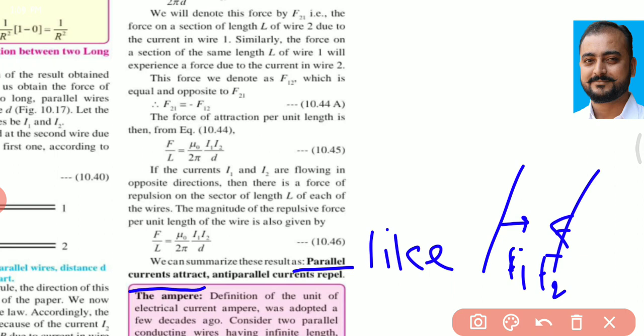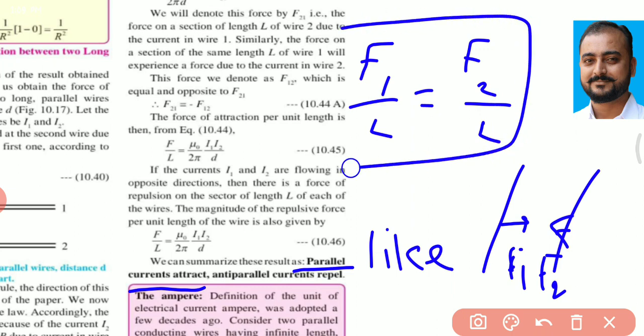One more thing to observe here: the force acting per unit length for the first conductor and for the second conductor are equal in magnitude. As you cancel the length, both parameters get cancelled. In magnitude, F1 is equal to F2, because the length of the conductor is the same and the direction of flow of current is the same. In that case, they should be equal.